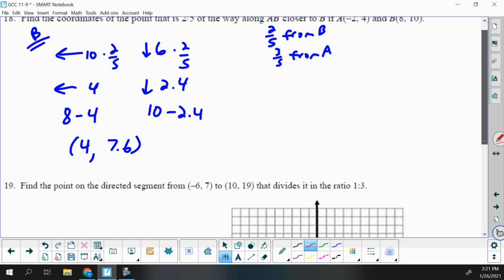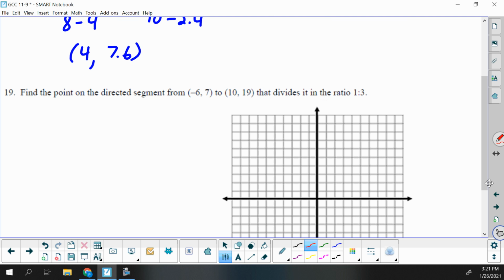All right, our last one for today. We're in a ratio of 1 to 3. So if we're starting from the original point here, the first one listed, that's 1 out of 4 total parts. So we're going to be doing 1/4. We'll plot each of those points. Now to get 10, 19 to fit, we're going to have to go by 2's in our y values. But we should be able to go by 1's in our x values.